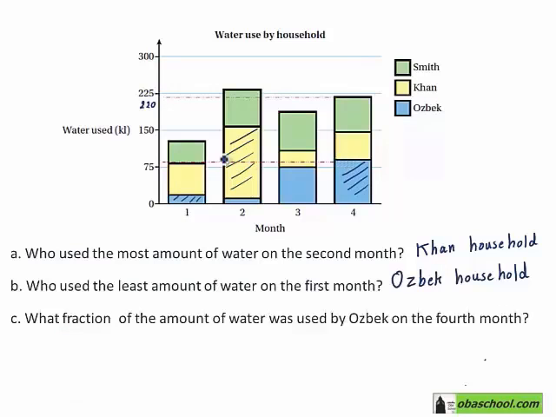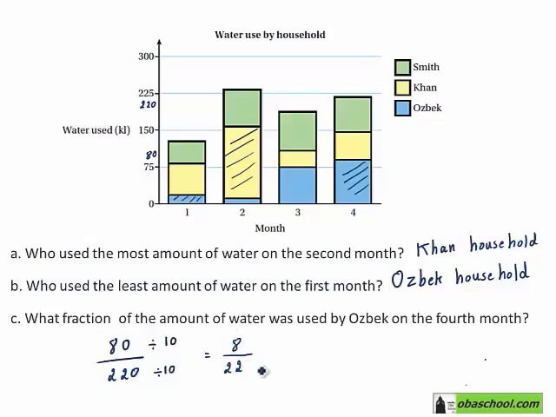Obviously, the total is somewhere around 220. And as for the blue chunk, it ends somewhere around 80 kiloliters. And so, the fraction is basically 80 kiloliters over 220 kiloliters. This fraction represents the Ozbek's usage. Let's go ahead and simplify this fraction, divide both sides by 10. We're going to have 8 over 22.